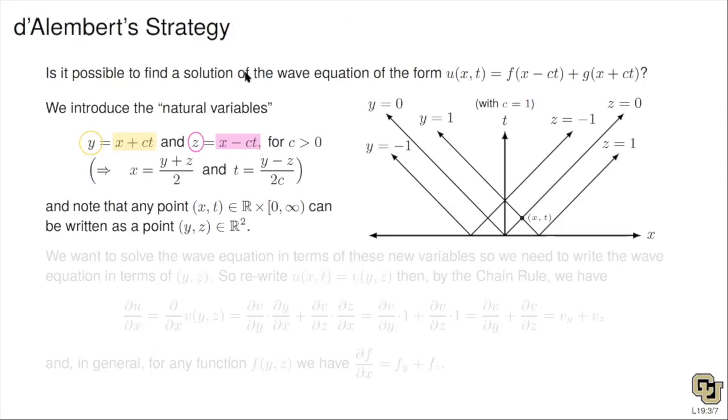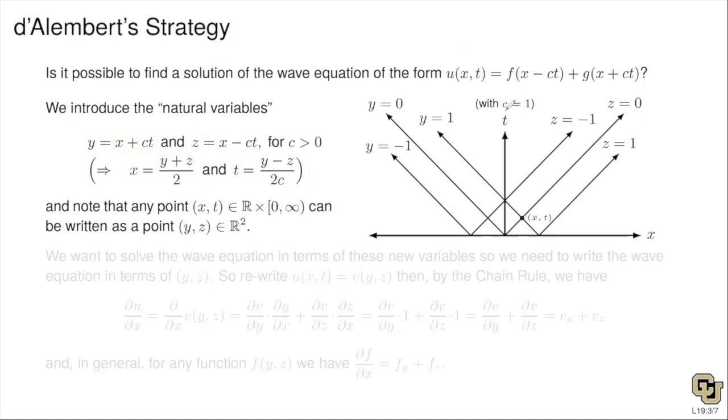And we can always go back to the original variables. So here I solved for x and t in terms of y and z. If you add y and z, the CT parts cancel, and you get y plus z equals 2x. And similarly, you can solve for t. Okay, and here I graphed the new variables.